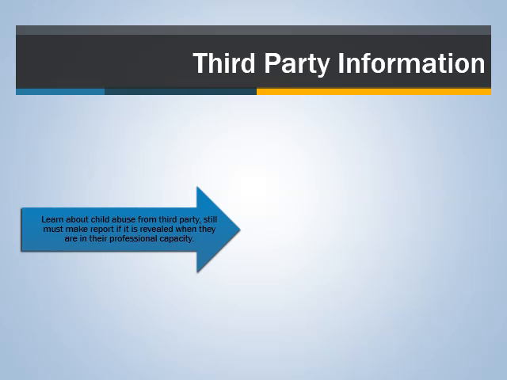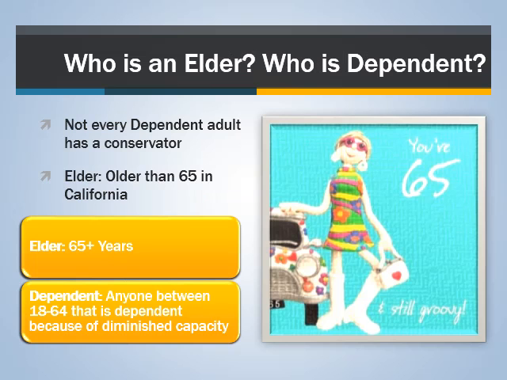Third party information. This is what I was saying about whether you're in your professional capacity or not. Any reasonable suspicion in professional capacity, report. Up to you if you're not in professional role.